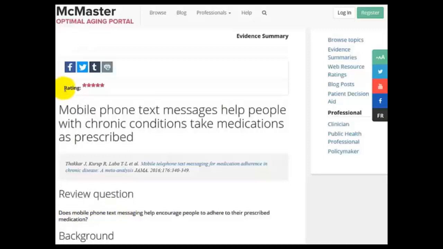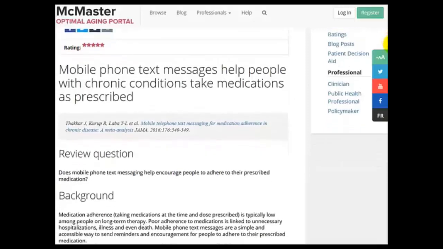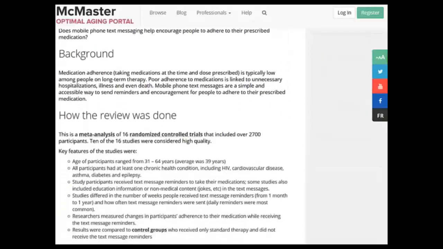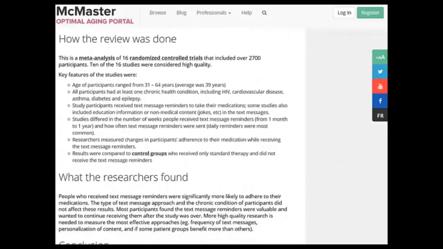The evidence summaries contained on the McMaster Optimal Aging Portal also provide a quality score, which helps citizens determine whether the review is a good resource for them to use. Information about how the research was done and what the major findings were are also included, so that citizens can easily determine what the relevant takeaway messages are from the reviews.